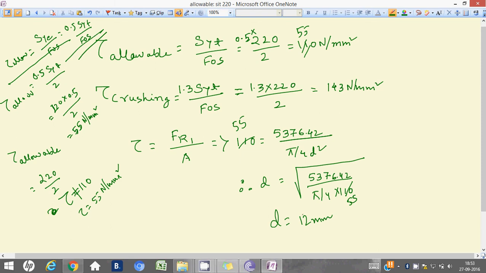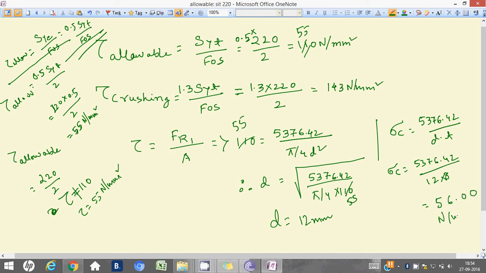Next, we can validate using sigma c. We have 5376.42 equal to d into t into sigma c, that is 5376.42 is equal to 12 into sigma c into 8, where t is 8, which is given in the question. So we calculate in the calculator: 5376.42 divided by 12 into 8 in the denominator, so it will be 56.00 newton per mm square.